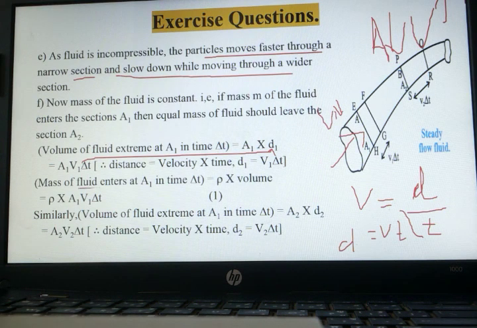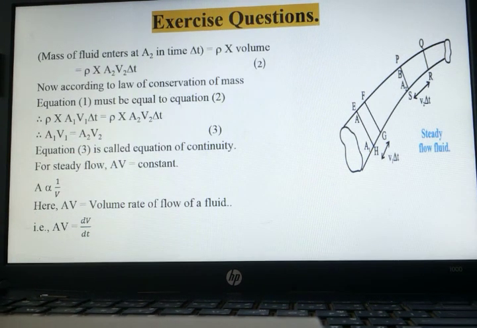So the mass of the fluid entering at A1 in time interval delta T can be written as density into volume. Where is this from? Density is mass upon volume. So mass can be written as density into volume. So we have got mass as rho into A1 V1 into delta T. This whole is the volume. In this formula we are just substituting this whole. Similarly, A2 into D2, that is A2 V2 delta T. Similarly, at this terminal also we will be getting mass as rho into A2 V2 delta T.